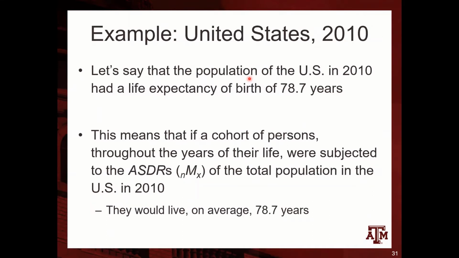So here I'm going to show you an example for the US. Let's say that the population of the US in 2010 had a life expectancy at birth of 78.7 years. This means that if I get a cohort of persons, throughout the years of their life, and I subject them to those age-specific death rates, also symbolized by capital M subscript x, of the total population in the US in 2010, they will live on average 78.7 years. Okay?